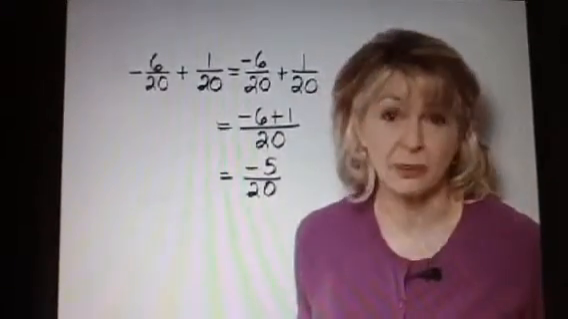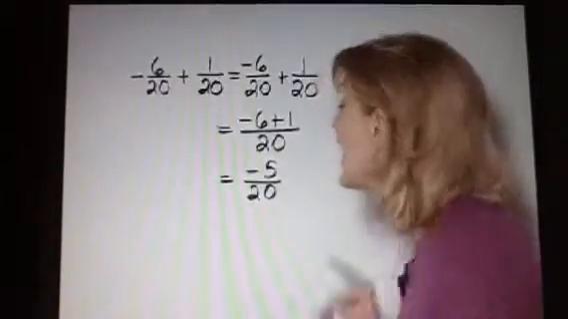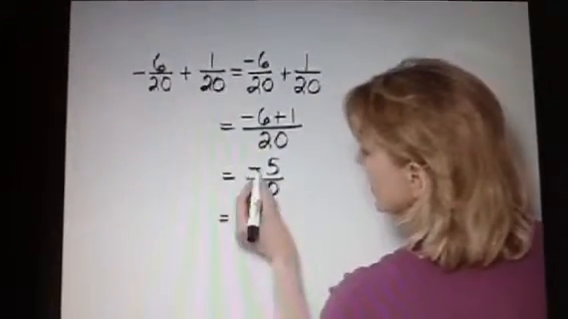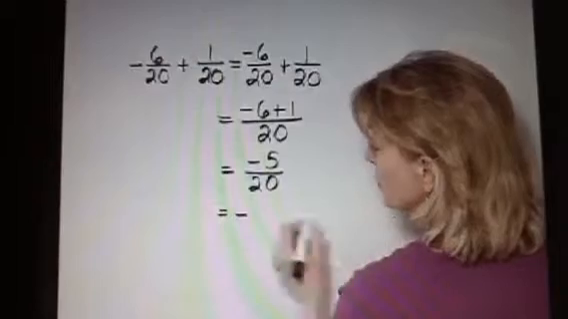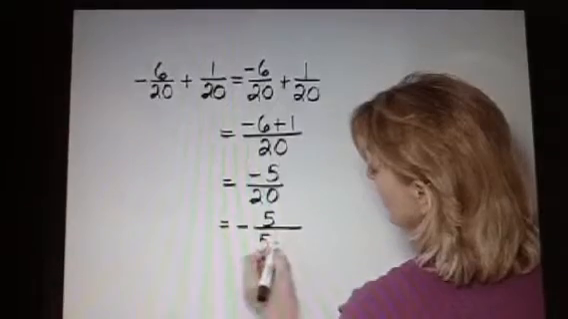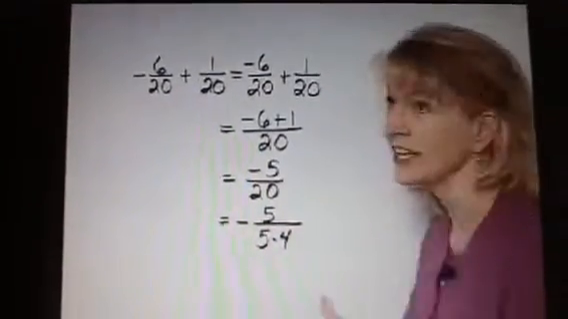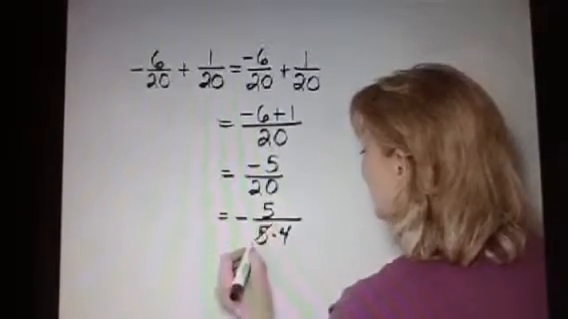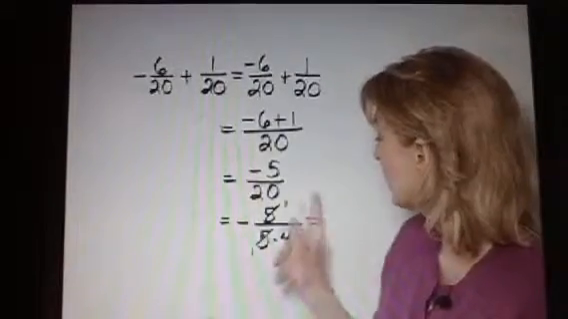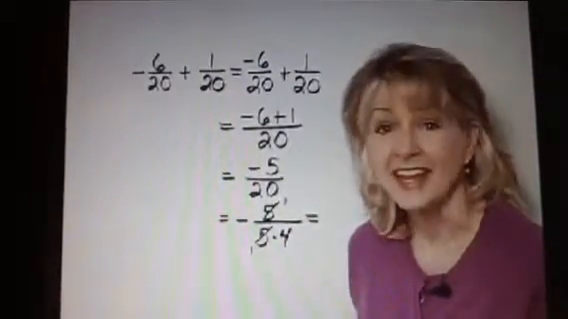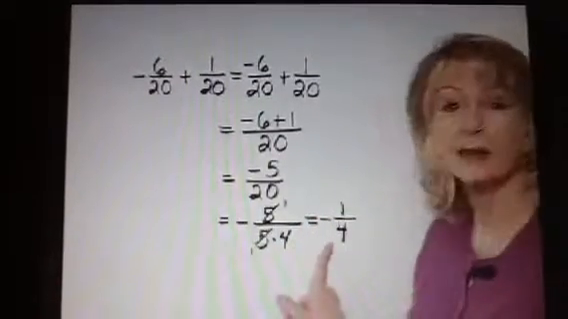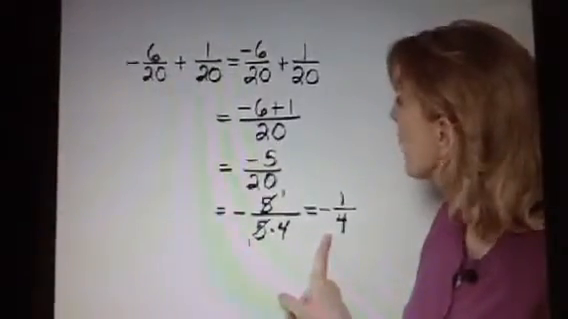And now what do we do? We see if the numerator and denominator have any common factors, and in fact they do. If you are more comfortable, once again, with the negative in front of the fraction, remember you can move it there, and then I'll write 20 as, say, 5 times 4, because I know 5 and 20 have a common factor of 5. 5 divided by 5 is 1. Same thing here. And so I have negative 1 over 4. There is my result when I add those two fractions.